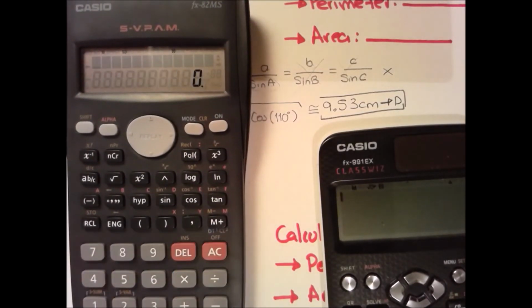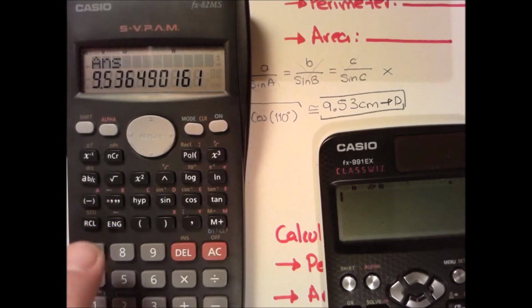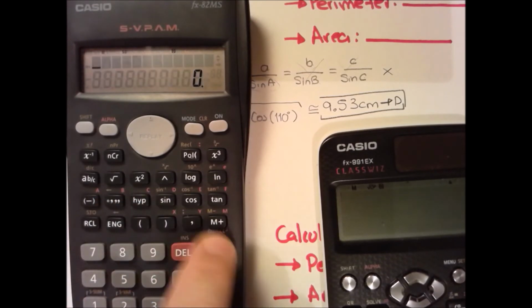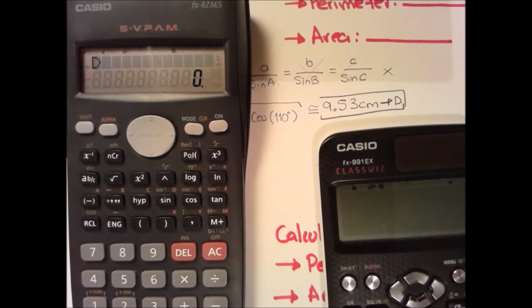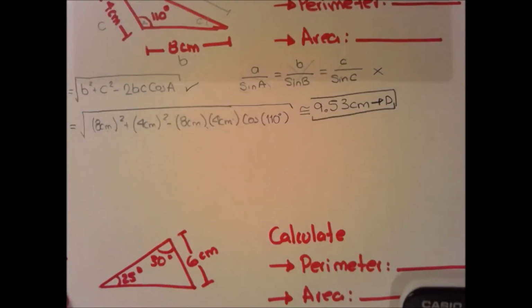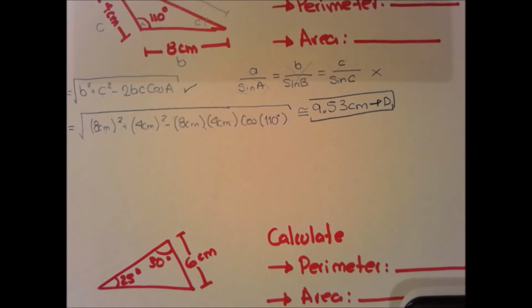AC, answer, equal, in that case it is shift, RCL, the shift storage and letter D. Okay, we have the value on letter D. Good. Well, let's continue. Right now we are able to calculate the perimeter.